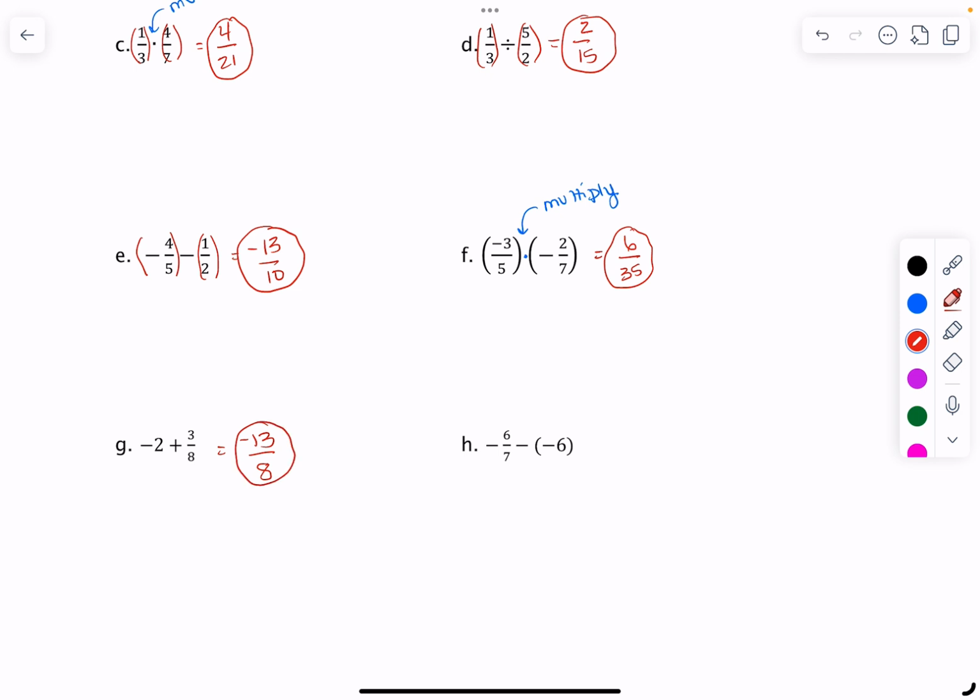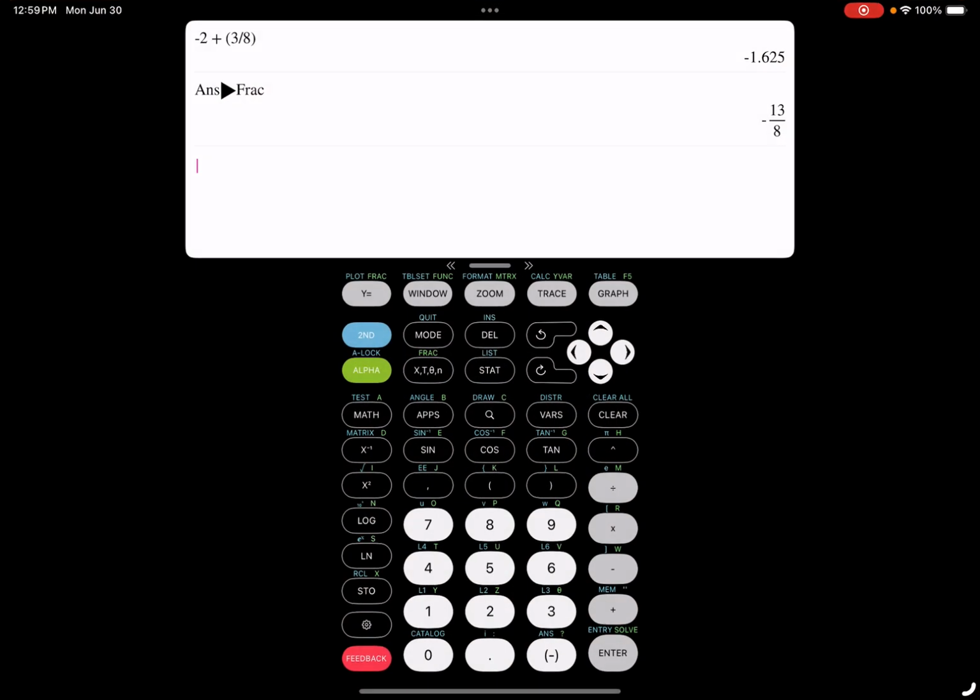Okay. And finally, letter H has a bunch of negatives in it. So how do we handle this? Well, like we've done the others, put parentheses around the negative 6/7. This negative 6 needs parentheses because there's 2 signs next to each other. Okay, we know that 2 negatives make a positive. We don't need to worry about that though right now because we have our calculator that will help us figure that out. So parentheses, negative 6/7, close your parentheses, then hit the minus sign, open a new set of parentheses, and now hit the negative sign, and then close your parentheses.